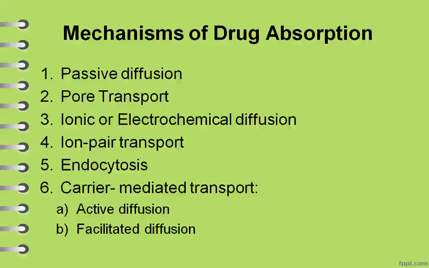Then the mechanism of drug absorption. There are some mechanisms of drug absorption. First one is the passive diffusion. Second one is the pore transport. Next ones are ionic or electrochemical diffusion, ion pair transport, endocytosis, carrier mediated transport. Next are active transport and facilitated diffusion.